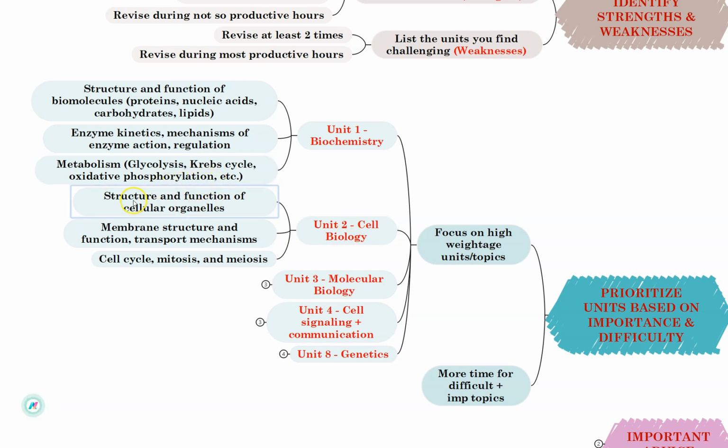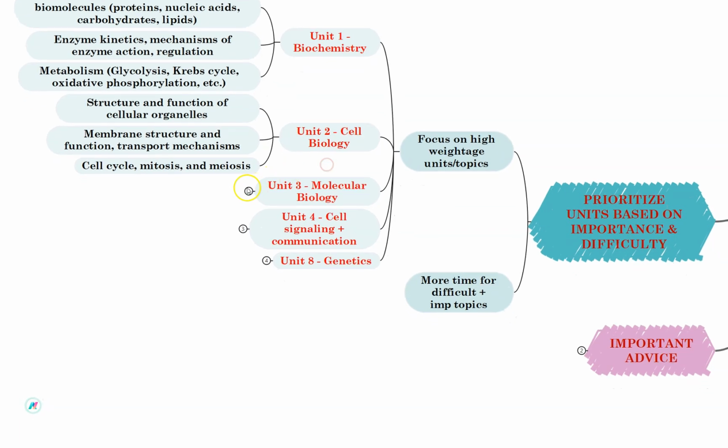For unit 2, cell biology, structure and function of cellular organelles, pay more attention to the cytoskeletal elements also, and also the secretory pathway of cells from the endoplasmic reticulum to Golgi complex to the exterior. Membrane structure and function, transport mechanisms, and don't forget cell cycle, mitosis, meiosis, all the detailed part. Those are very important from exam point of view.